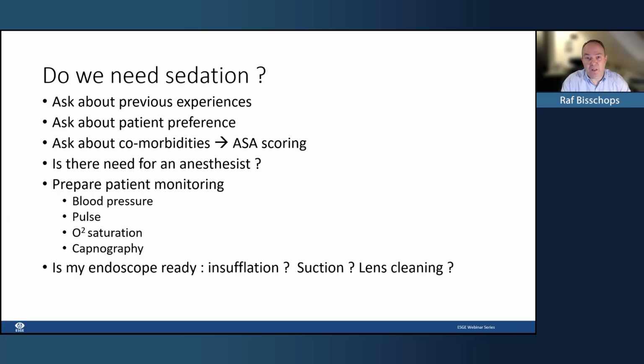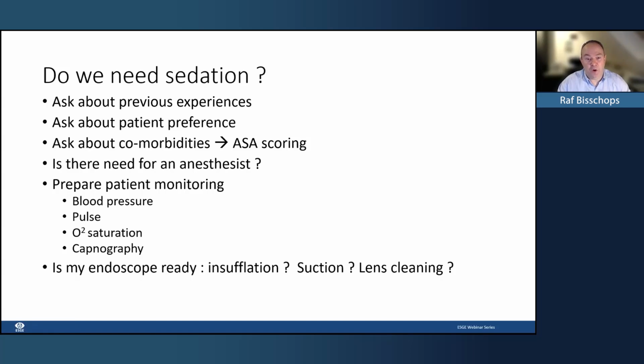Take the comorbidities into consideration. You don't want to just sedate a patient with severe pulmonary disease without taking precautions. And then maybe you have to ask yourself, do I need to do the sedation with an anesthetist around? And if you choose sedation, prepare the monitoring, which includes blood pressure, pulse, oxygen saturation, and capnography.